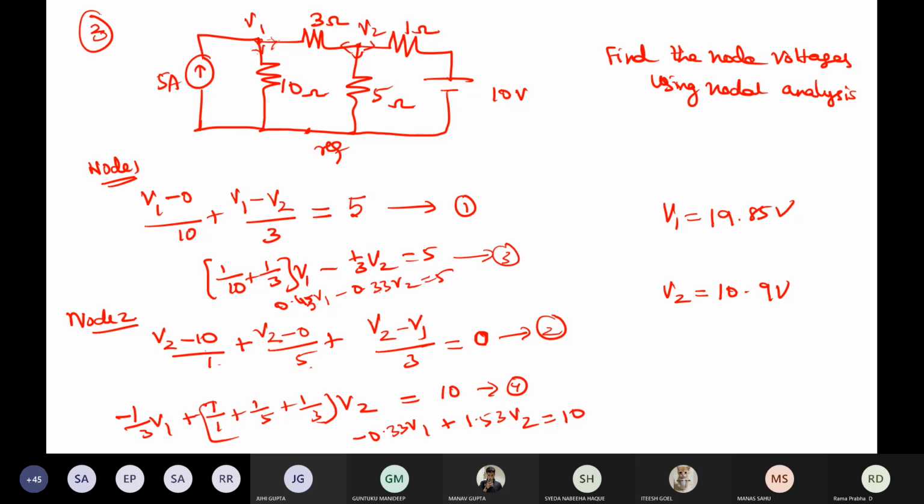You will be getting compulsorily 19.8 and 10.9 only. I think there is some problem in solving. Let's check it out. Sorry, ma'am, I forgot a minus sign. Yeah, that's the issue. So, okay students, up to this.